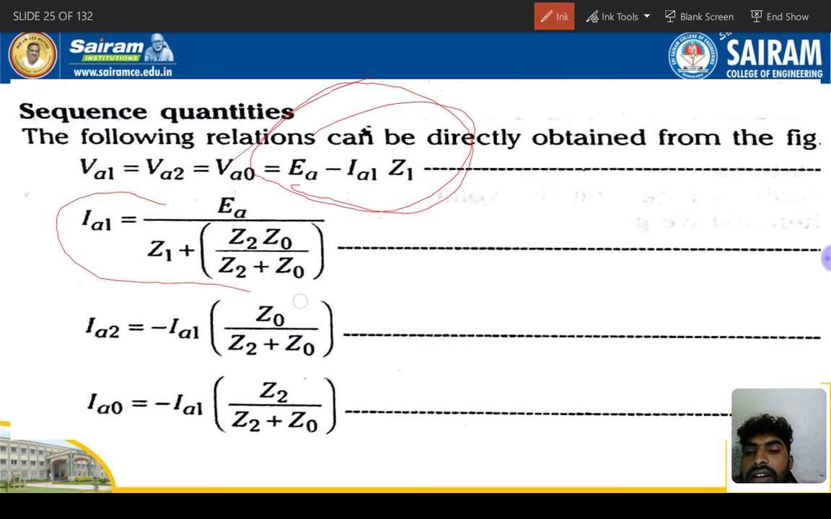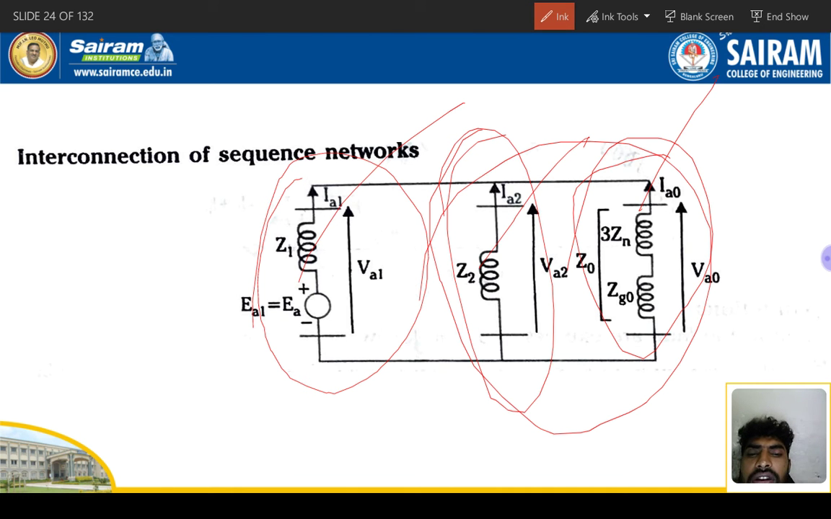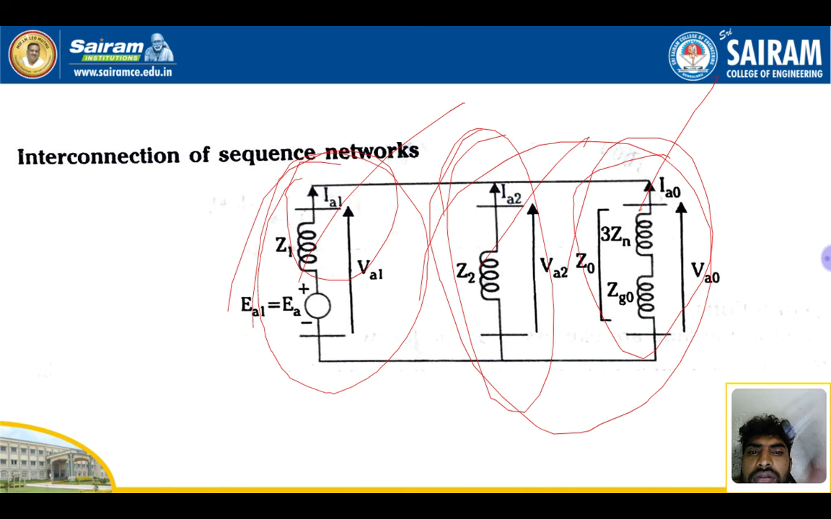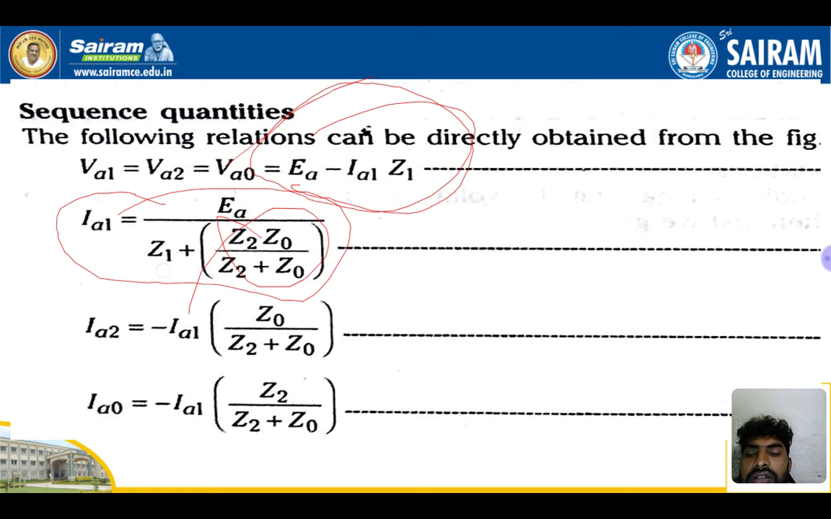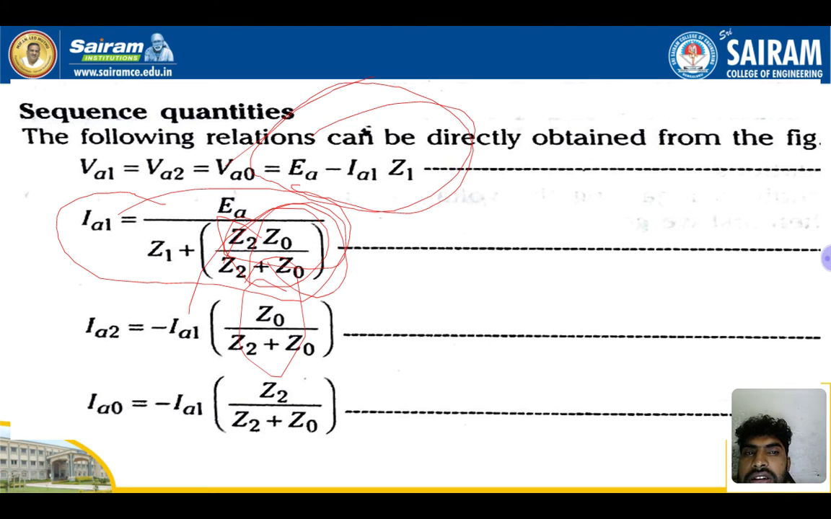If you want IA1, IA1 is equal to EA divided by Z1 plus Z2 into Z0 divided by Z2 plus Z0, because these two are in parallel, right? Going back to the previous slide, these two are in parallel, in series with this one. So here E, with Z1 in series on the generator side, and then Z2 into Z0 over Z2 plus Z0 as a parallel combination. IA2 is equal to minus IA1 into Z0 divided by Z2 plus Z0, right? And IA0 is equal to minus IA1 into Z2 divided by Z2 plus Z0, right?